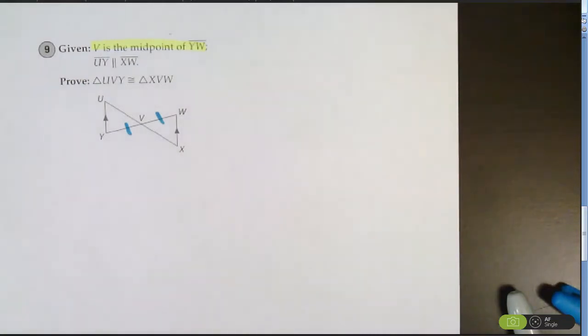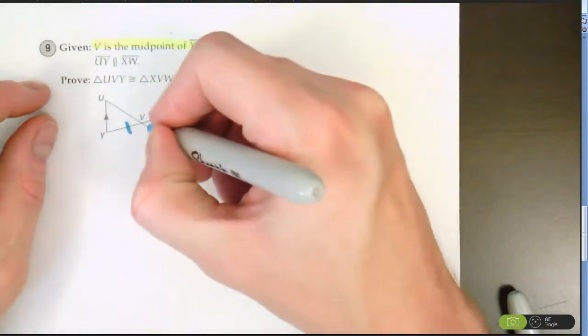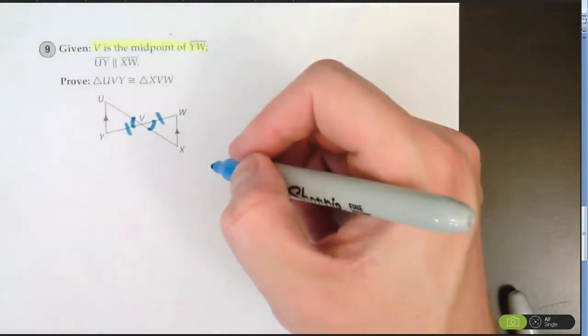So first of all, a lot of you caught the vertical angles in the drawing, and that's great. Hopefully those jump out at you pretty well. We've got a pair of vertical angles here, here, and here. Okay, so that's a pair of angles.